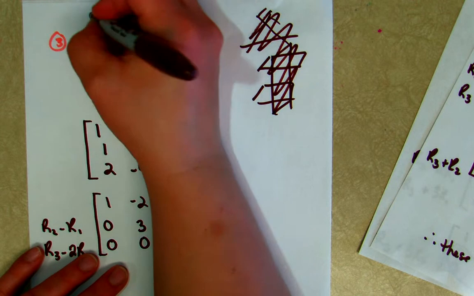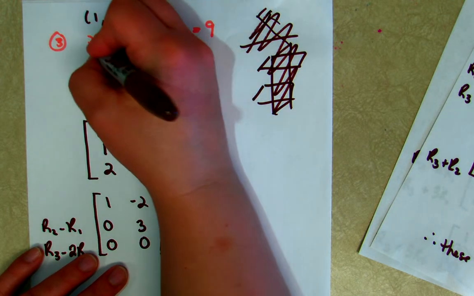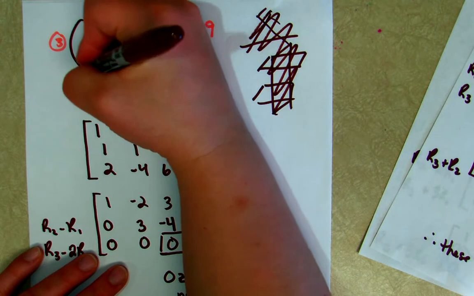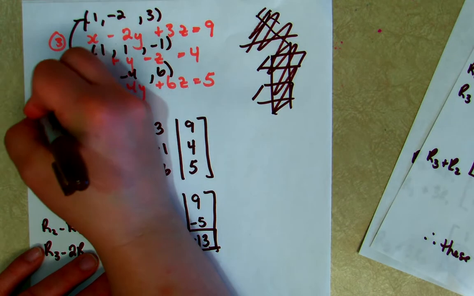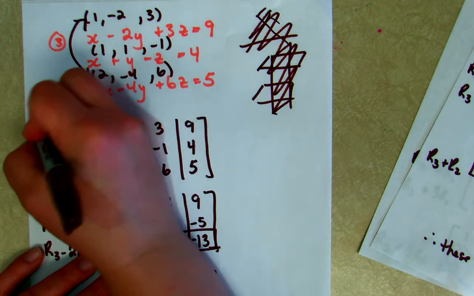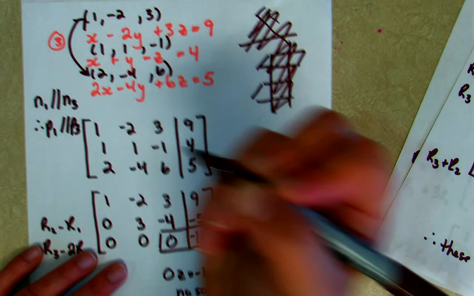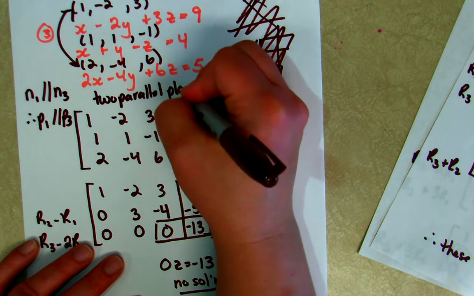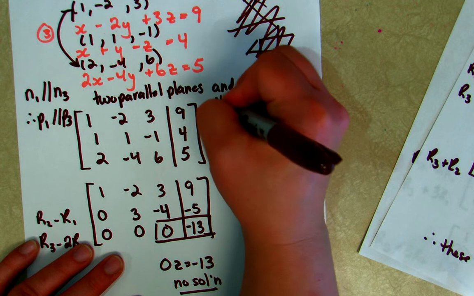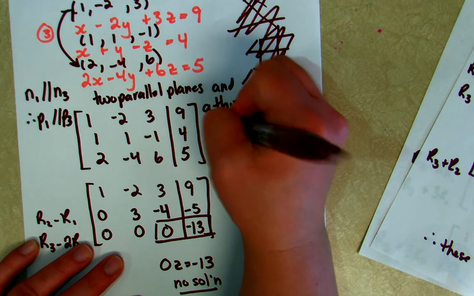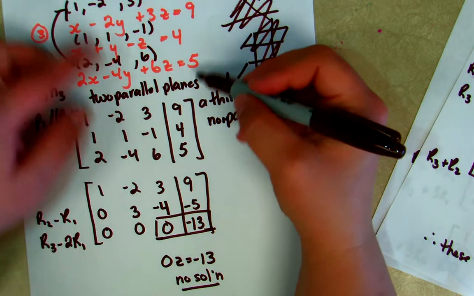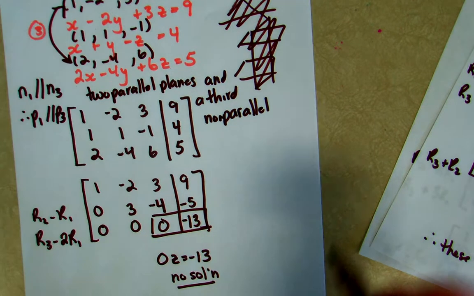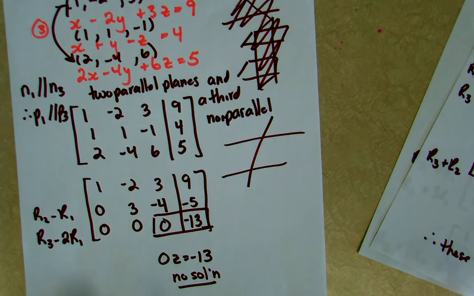If it asks for a geometric interpretation, that's where we have to do the extra step of looking. And these caught my eye right there, because normal 1 is parallel to normal 3, therefore plane 1 is parallel to plane 3, so therefore I have 2 parallel planes and a third non-parallel. And the important thing is that the parallel planes are distinct. I know that because there's no solution. If these were actually the same plane, then I would have a solution. That's the line. So my geometric interpretation looks like that.